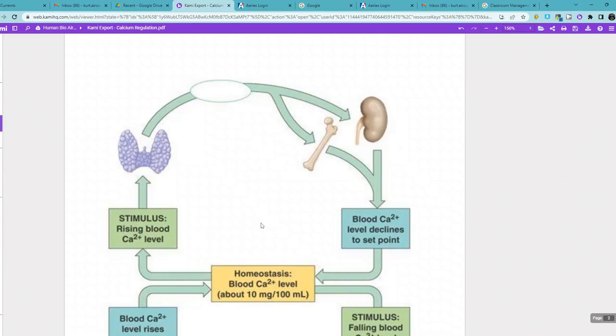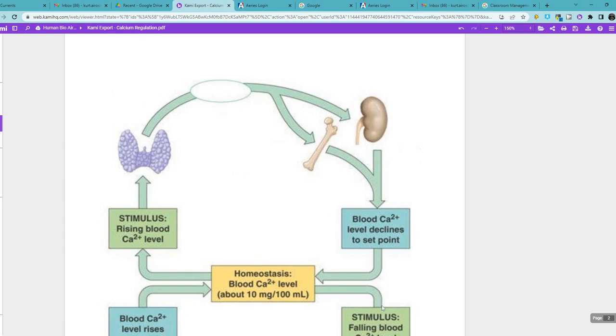This is a video. It's going to be on calcium regulation. It's a negative feedback loop. So remember negative feedback. In this case, if calcium levels start to become elevated in the blood, negative feedback means it's not going to make it keep going higher and higher and higher. That'd be positive feedback.